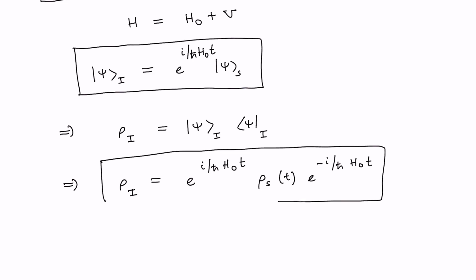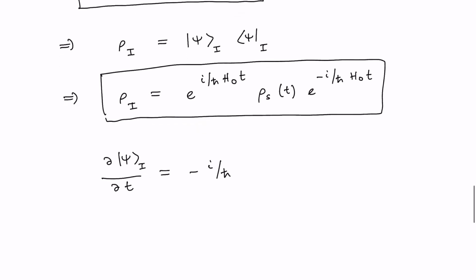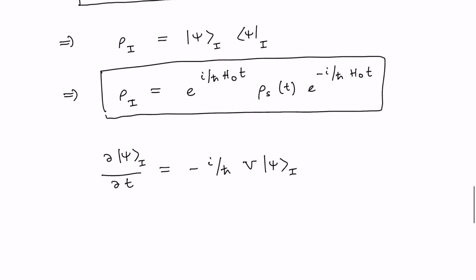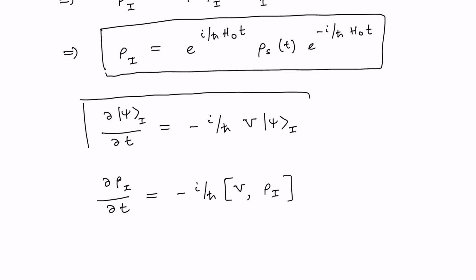And you can actually work out the evolution equation for the state vector, and that would be simply given by this equation. And here you see the state vector evolves because of the interaction part of the Hamiltonian, and the density operator also now evolves in time in the interaction picture. Del rho I del t is equal to minus i by h cross the commutator of V and rho I. Okay, so this is in a nutshell what you have about the interaction picture.